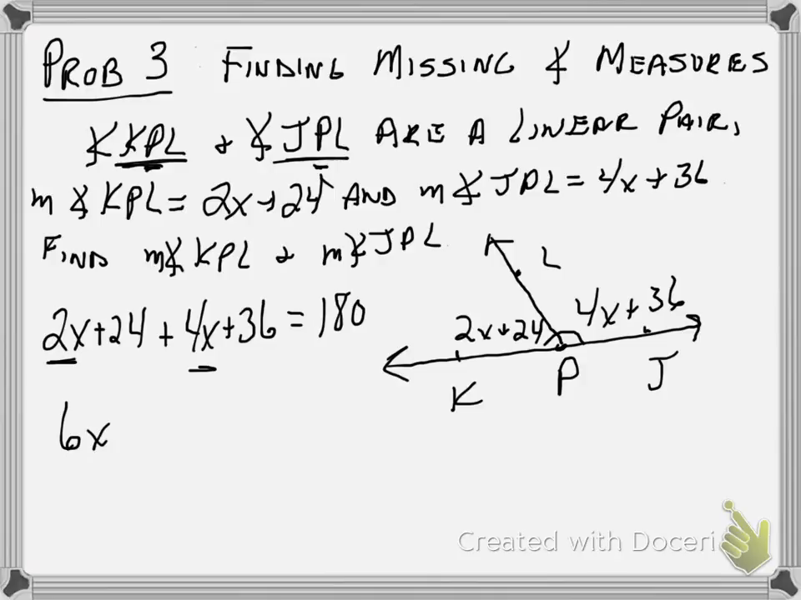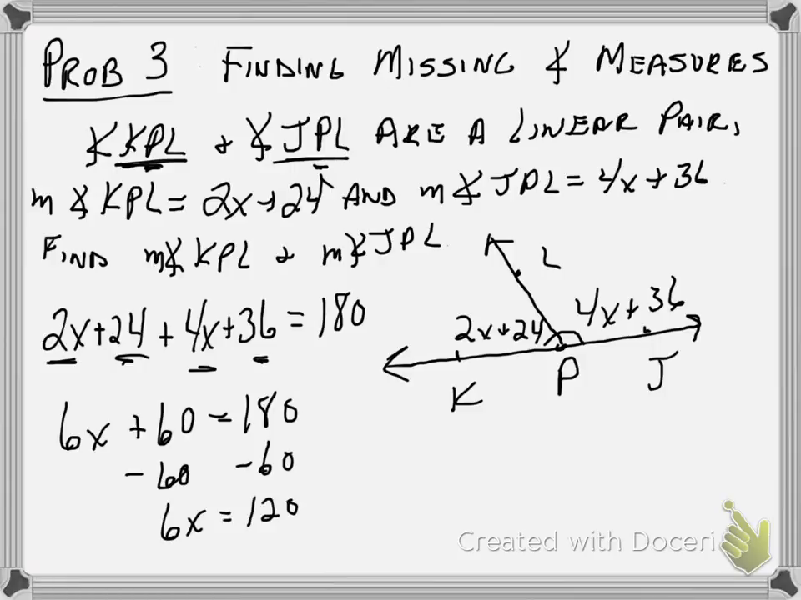So I'm going to combine like terms, as always. I get 6x there. 24 plus 36 is 60. That equals 180. Subtract 60 from both sides. I get 6x equals 120. Divide by 6. I get x equals 20.